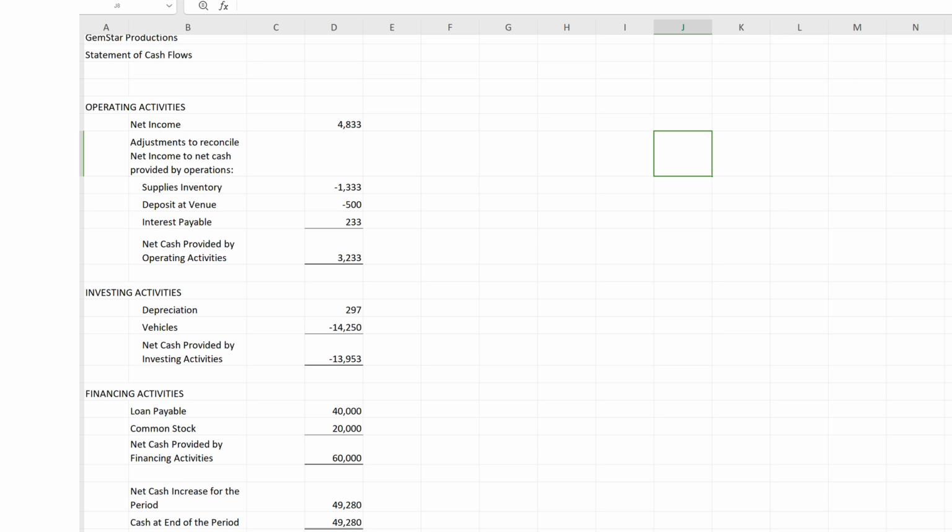The investing activities show cash coming into the business from selling fixed assets and cash going out of the business as a result of purchasing fixed assets. And financing activities shows money coming into the company but is not part of the net income figure.